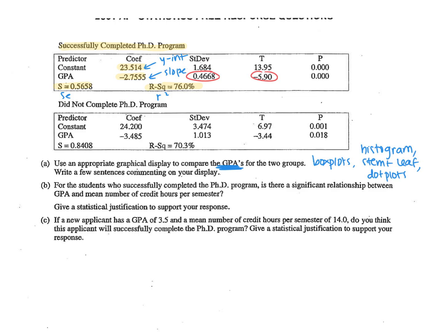I'm not actually going to do that. Are you comfortable constructing a dot plot? A dot plot for did complete the PhD program, dot plot for did not complete the PhD program. And then what would we talk about in general when it says comment on the display?